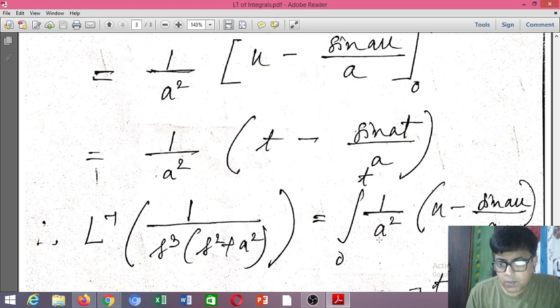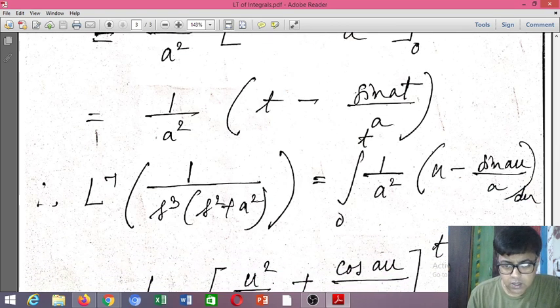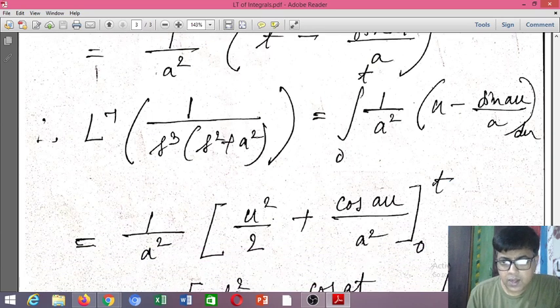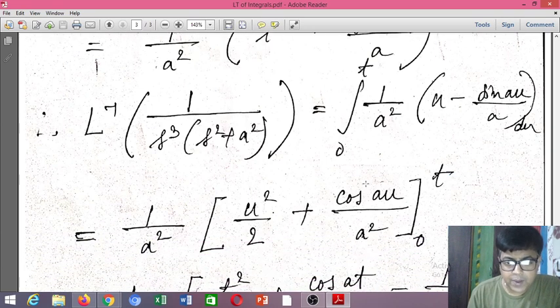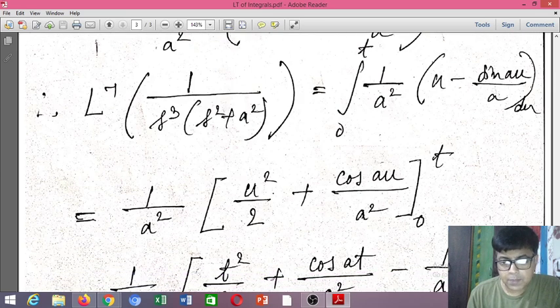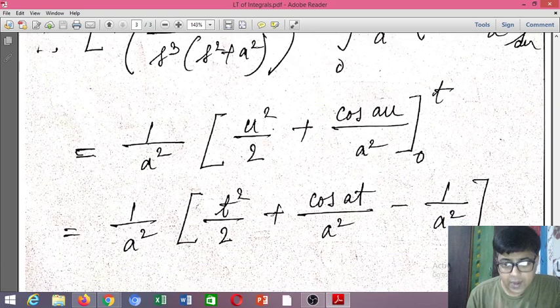So it's 1 by a square into u minus sin a u by a, du over 0 to t. Let's take 1 by a square outside. It's a constant, and the integration is very simple. It's u square by 2, and the integration of sin a u is minus cos a u. So minus minus will become plus, a will come down, making it a square. Limits are to be put from 0 to t. The very next step, I apply the fundamental theorem, and I get the final answer.